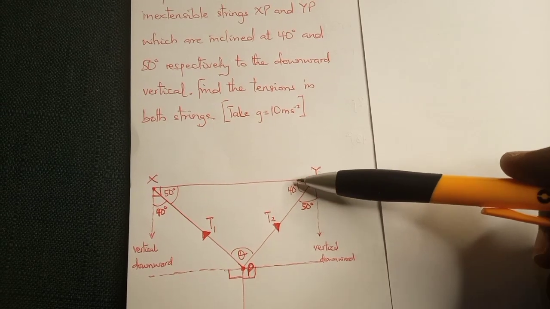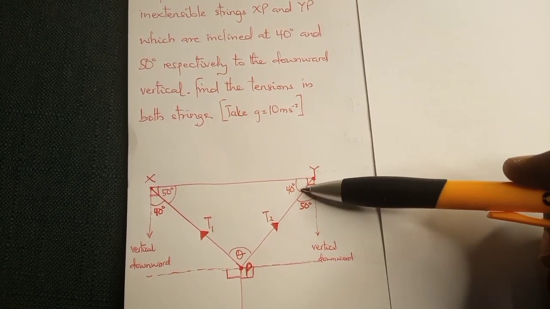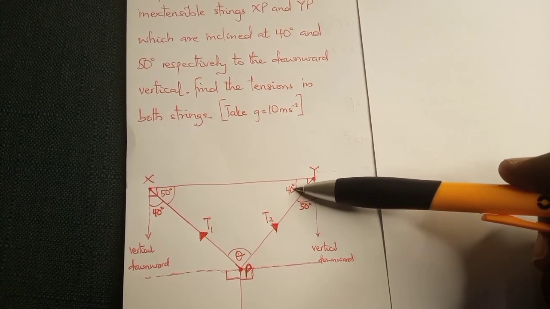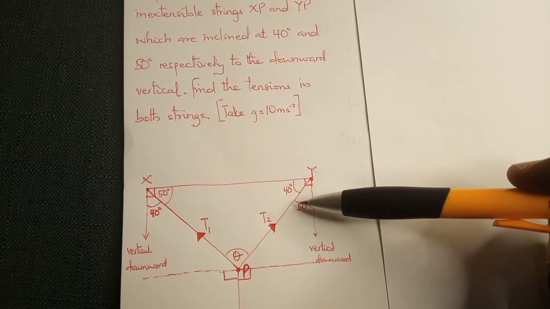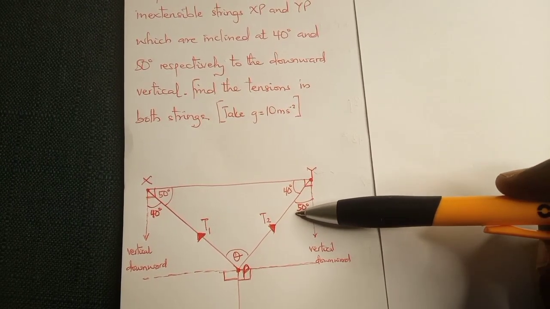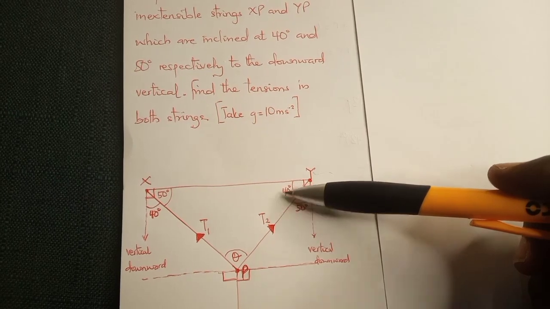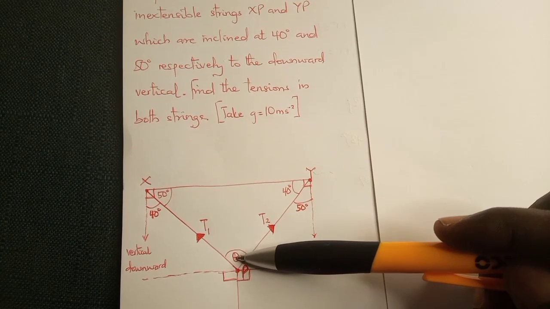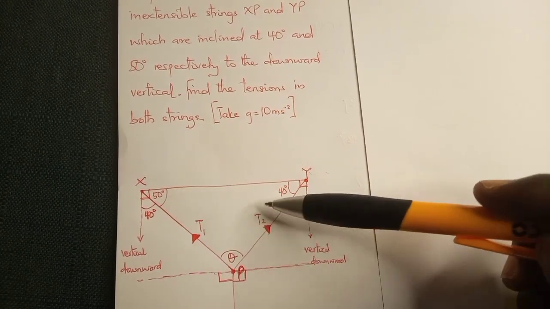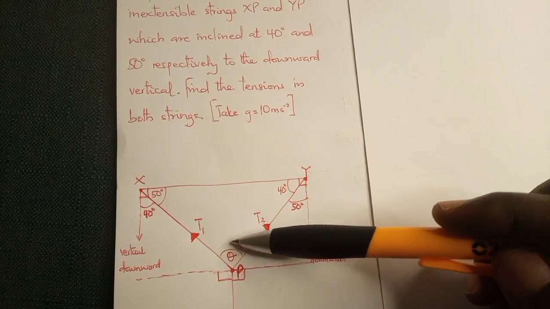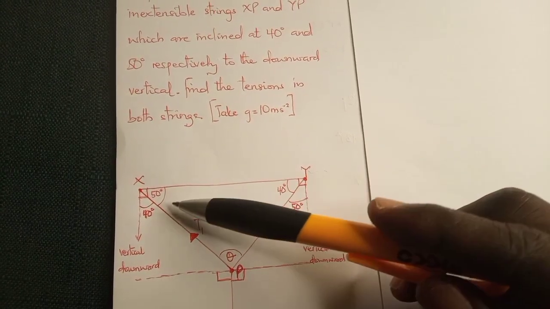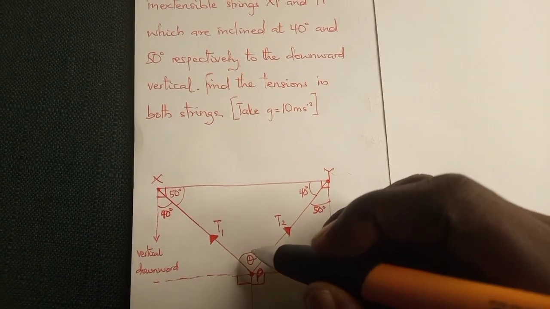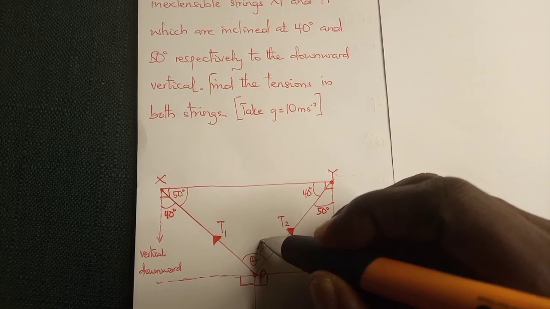Since this is vertical, that means this is a quadrant, so you have 90 degrees. In order to get this angle, the complementary angle will be 90 minus 50, which is 40 degrees, and the same here. To get this theta, you add 50 plus 40, then subtract from 180, the sum of interior angles of a triangle. So here it should be 90 degrees.